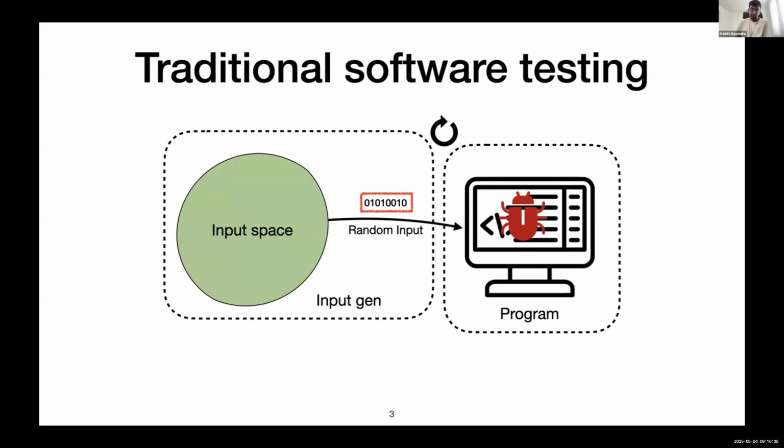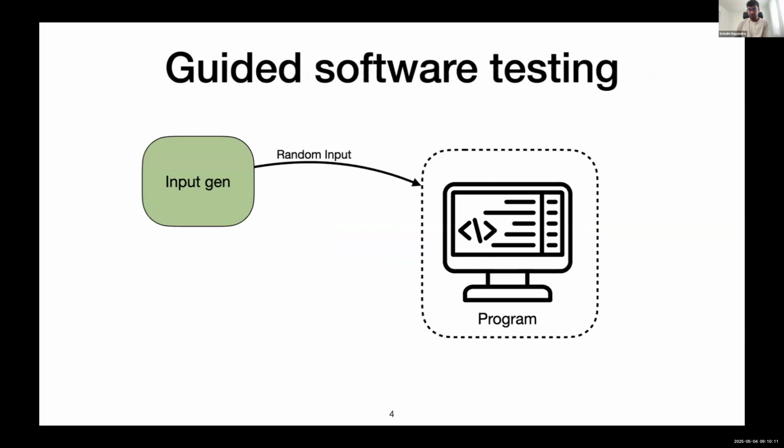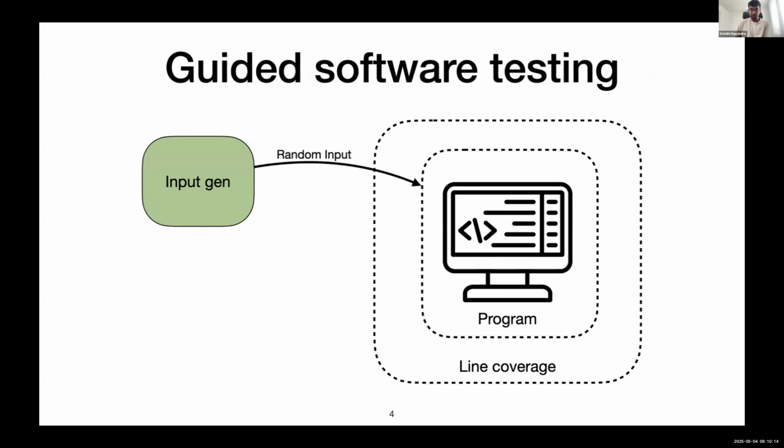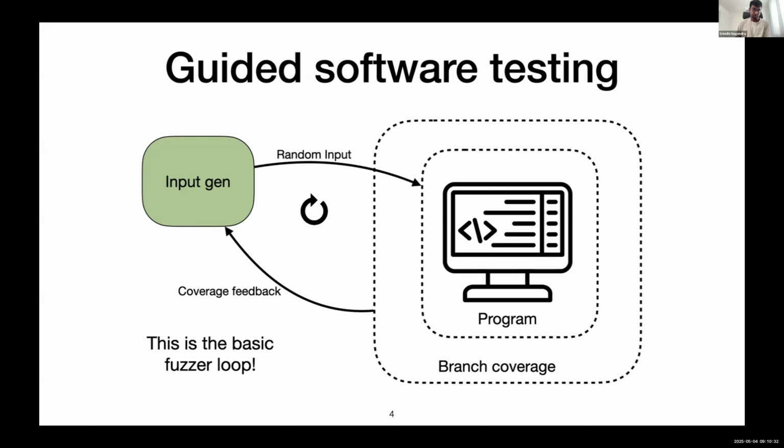Now, this is just random testing in a crux. You can do something better. Instead of just feeding the input, you can measure some coverage information on the program, for example, line coverage or branch coverage. And you use this coverage information as feedback to generate more inputs. Again, you do this many times, using the coverage information to get better coverage in the hope that you will find more bugs. And this is the basic fuzzing loop that communities have been working on for a long time.